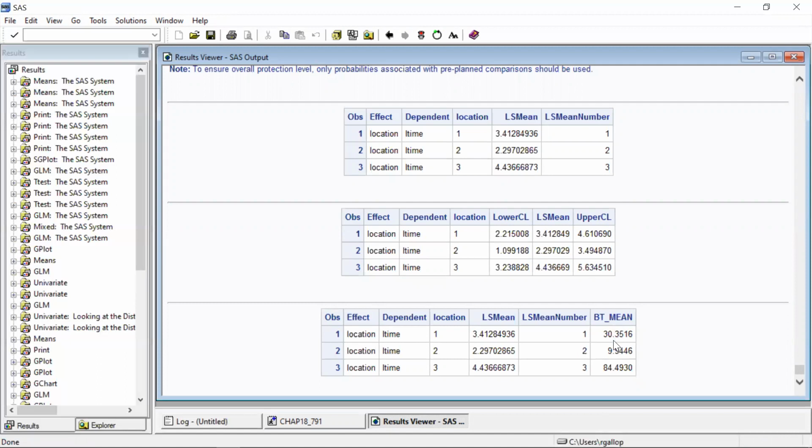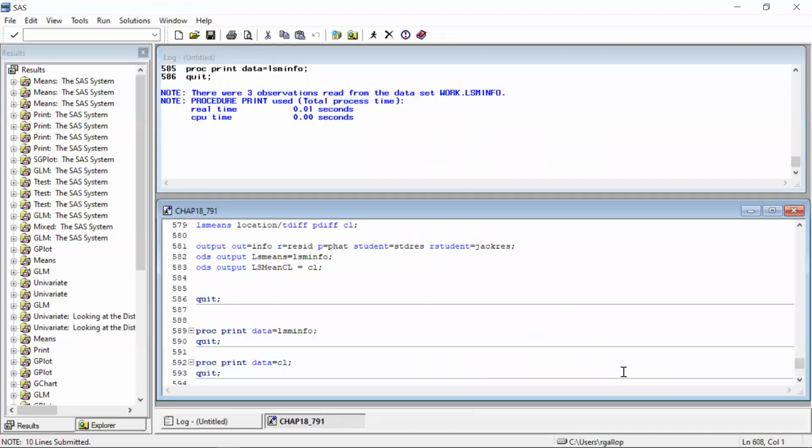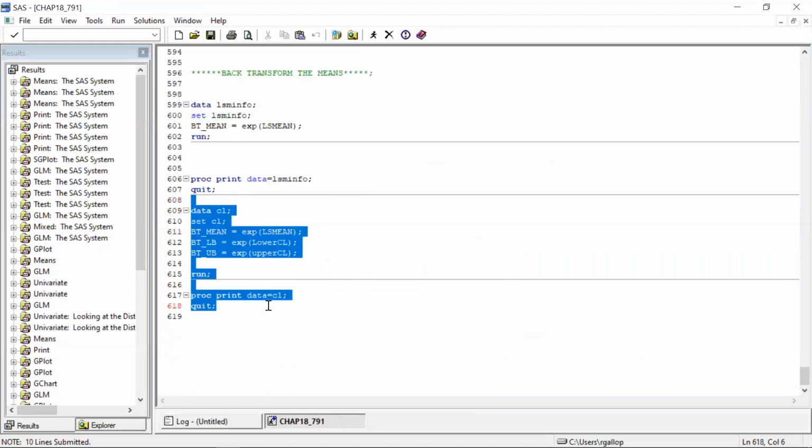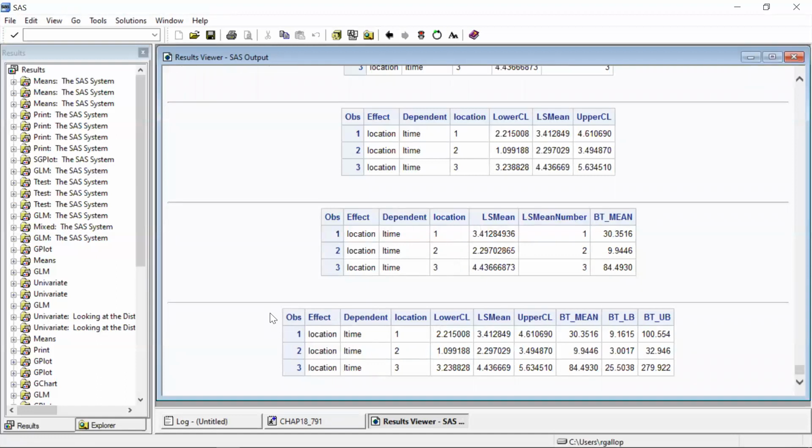So again, I can see real quick here, okay, so on average, model-based estimated average failure time for location 1 is 30.35 in the original units, 9.94 in the original units for location 2, 84.49 in the original units for location 3. We may want to even do that for the confidence intervals. So the back transformed means are really the things you should be talking to the investigator about.